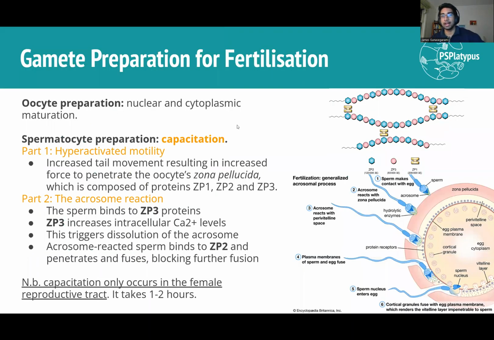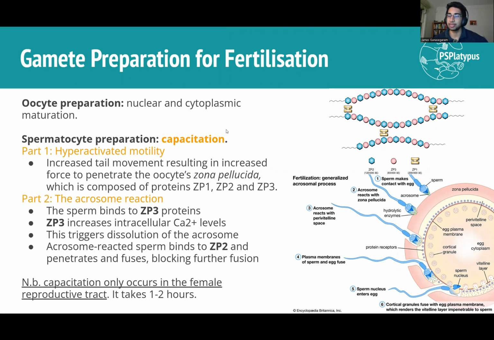Okay, so in simple terms, you don't really need to know anything about oocyte preparation for fertilization. It sort of happens incidentally over the course of meiosis in the oocyte. What we do care about is spermatocyte preparation.